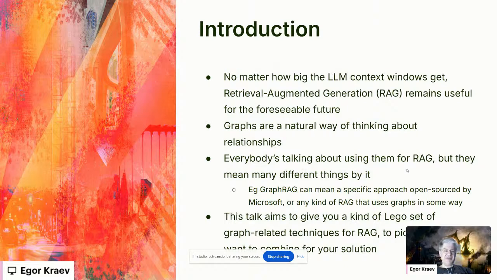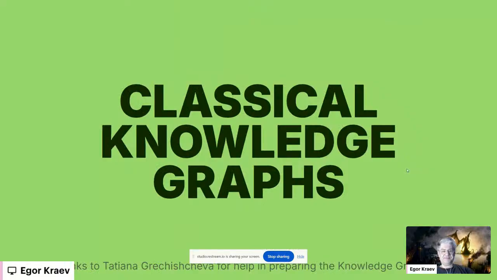What are the things they're associated with? Everybody's talking about using graphs for RAG, but they mean very different things by it. The very term graph RAG can mean a specific approach that Microsoft open sourced some months ago, or it can be any kind of using graphs for retrieval. What I'm trying to do here is give you a mental map and a Lego set of components you can use to do retrieval with graphs. First of all, what are we even talking about here? What kind of graphs? How do I stuff the stuff I care about into graphs?